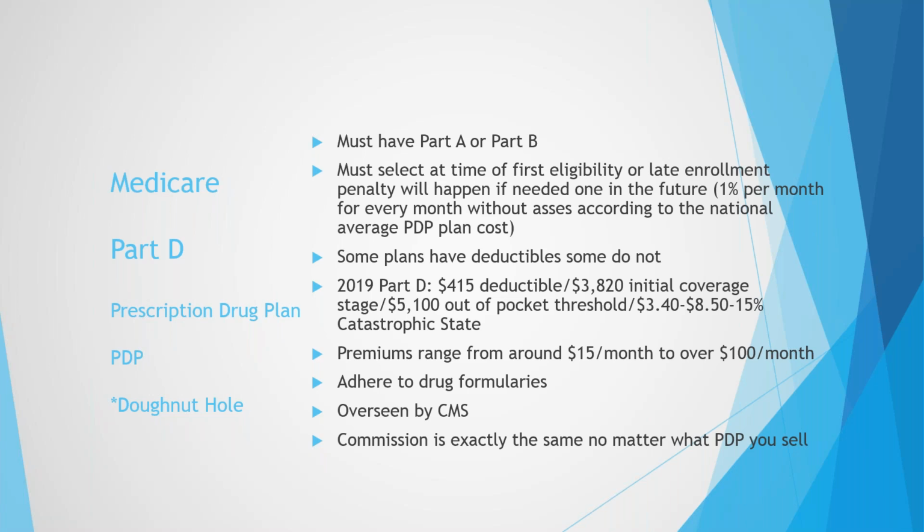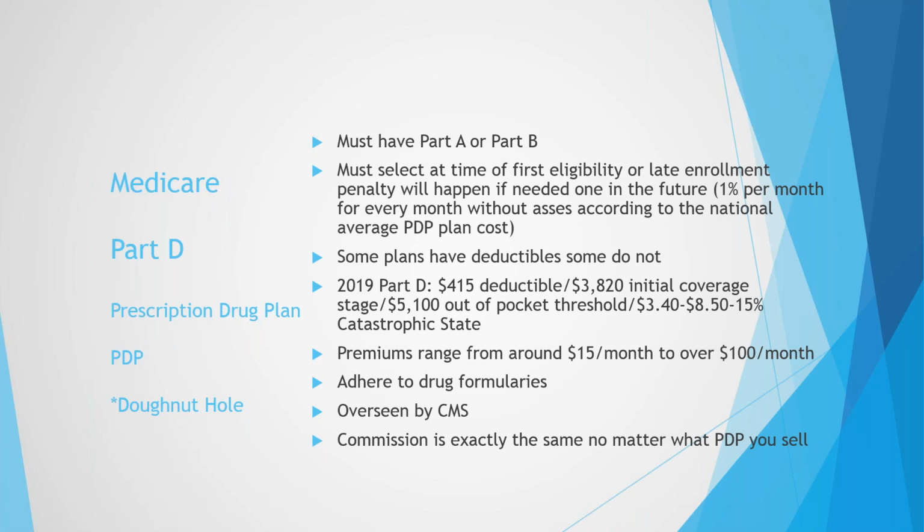Some plans have deductibles, some do not. This particular office loves to offer to clients plans without deductibles. That's kind of our theme over here. For 2019, the standard Part D deductible is $415, $3,820 in the initial coverage stage, $5,100 out-of-pocket threshold, and once they get into catastrophic, $3.40 up to $8.50.